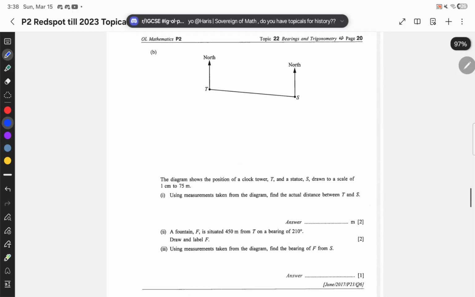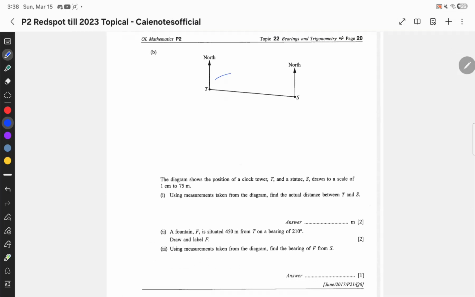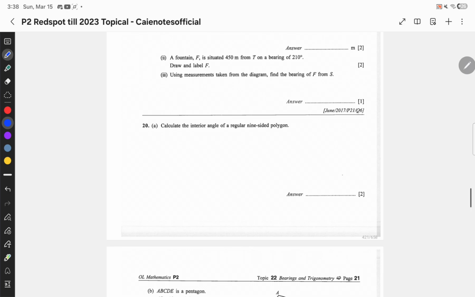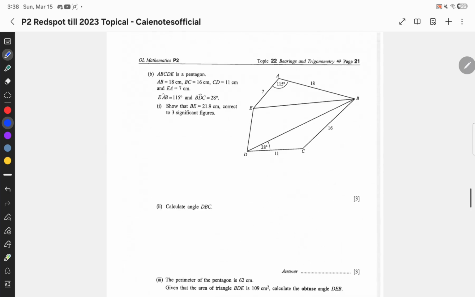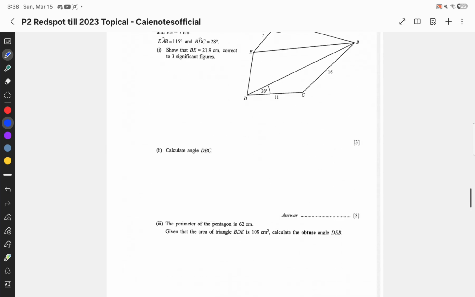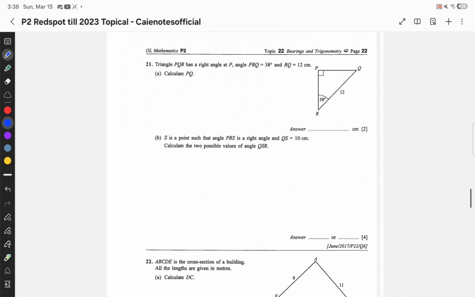Now this is a measurement question, so we cannot do this on our screen, so sorry about that.